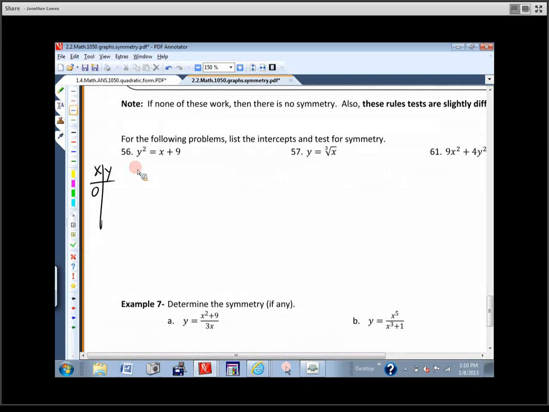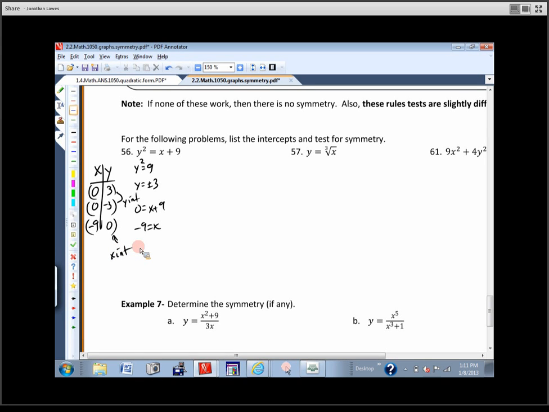So this would be y squared equals 9, which means y equals plus or minus 3. So one of them's 3 and the other one's -3. So there are the intercepts. The y-intercepts, right? What about the x-intercept? Plug in a 0 here. So we get x plus 9. Move that over, so we get x equals -9. So here are the y-intercepts, and here is the x-intercept.